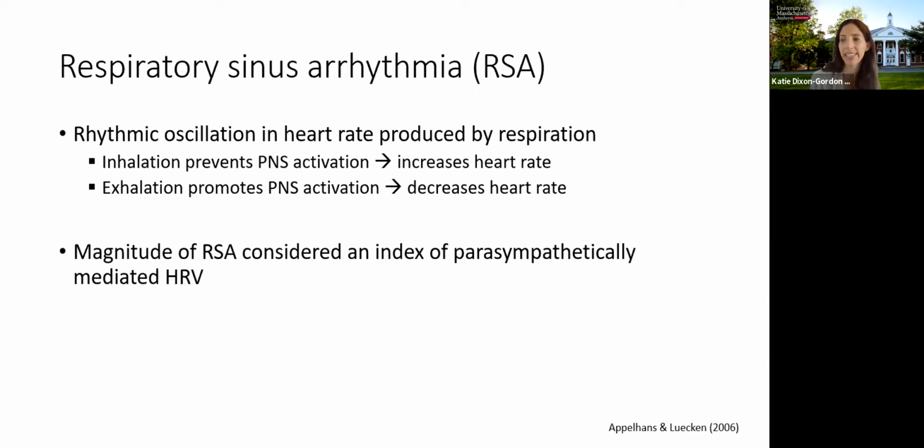So I mentioned RSA again. Those are the rhythmic oscillations in heart rate that are produced by respiration. Again, magnitude of RSA is considered an index of parasympathetically mediated HRV. So if you're looking in the literature and wondering what's the difference between RSA and HRV, oftentimes we're talking about vagally mediated HRV. We're talking about similar paths to the same construct.